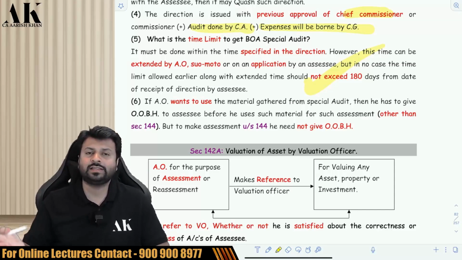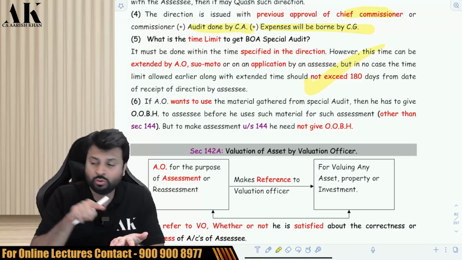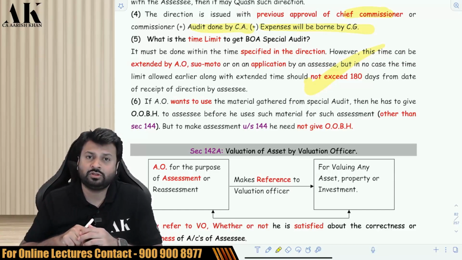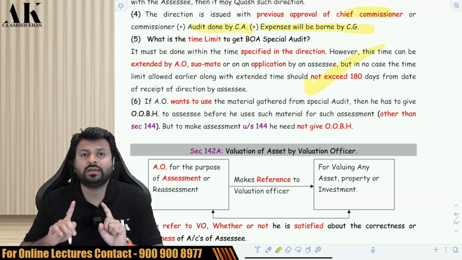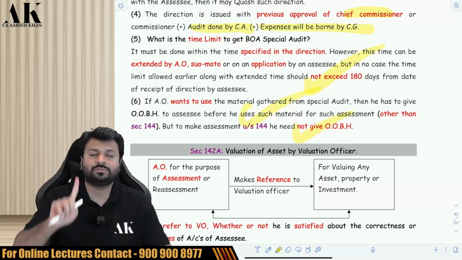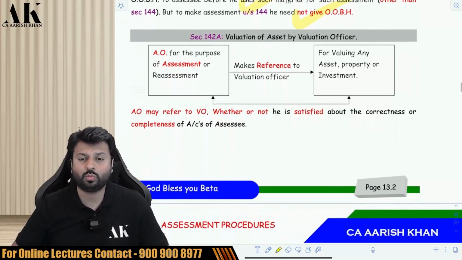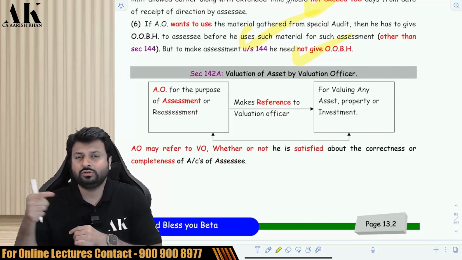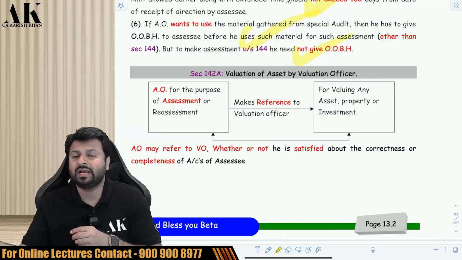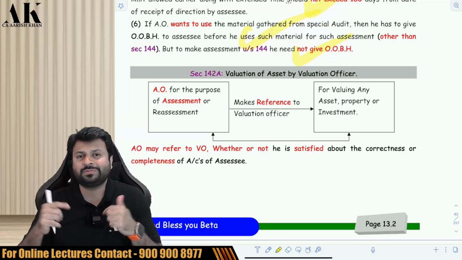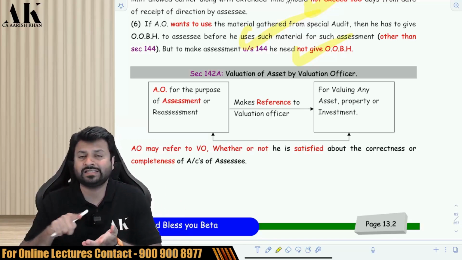Last but not least, once the report is ready, the AO will use that report in completing the assessment. Will he give an opportunity of being heard to the assessee before using that? Yes, if the AO is doing a regular assessment, he will give an opportunity of being heard. But if the AO is doing a best judgment assessment, he will not give an opportunity of being heard once again, because the AO has to use that material ultimately to complete the assessment. So, if the assessment is a best judgment assessment he can use it without asking, but if it is a regular assessment, he has to ask the assessee before using it.